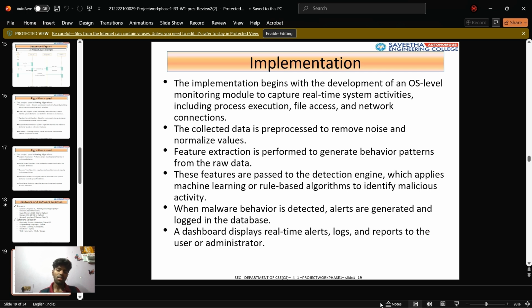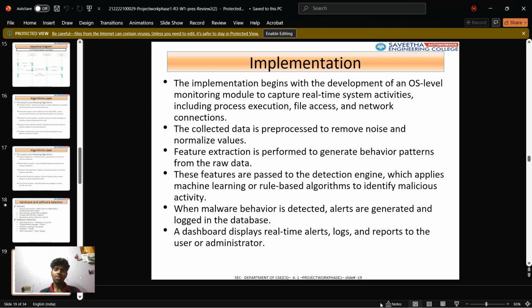Then implementation. So how did we implement this project? The implementation begins with the development of an OS level monitoring module to capture real-time system activities, including process execution, file access, and network connections. The collected data is pre-processed to remove the noise and normalize the values. And feature extraction is performed to generate the behavior patterns from the raw data.